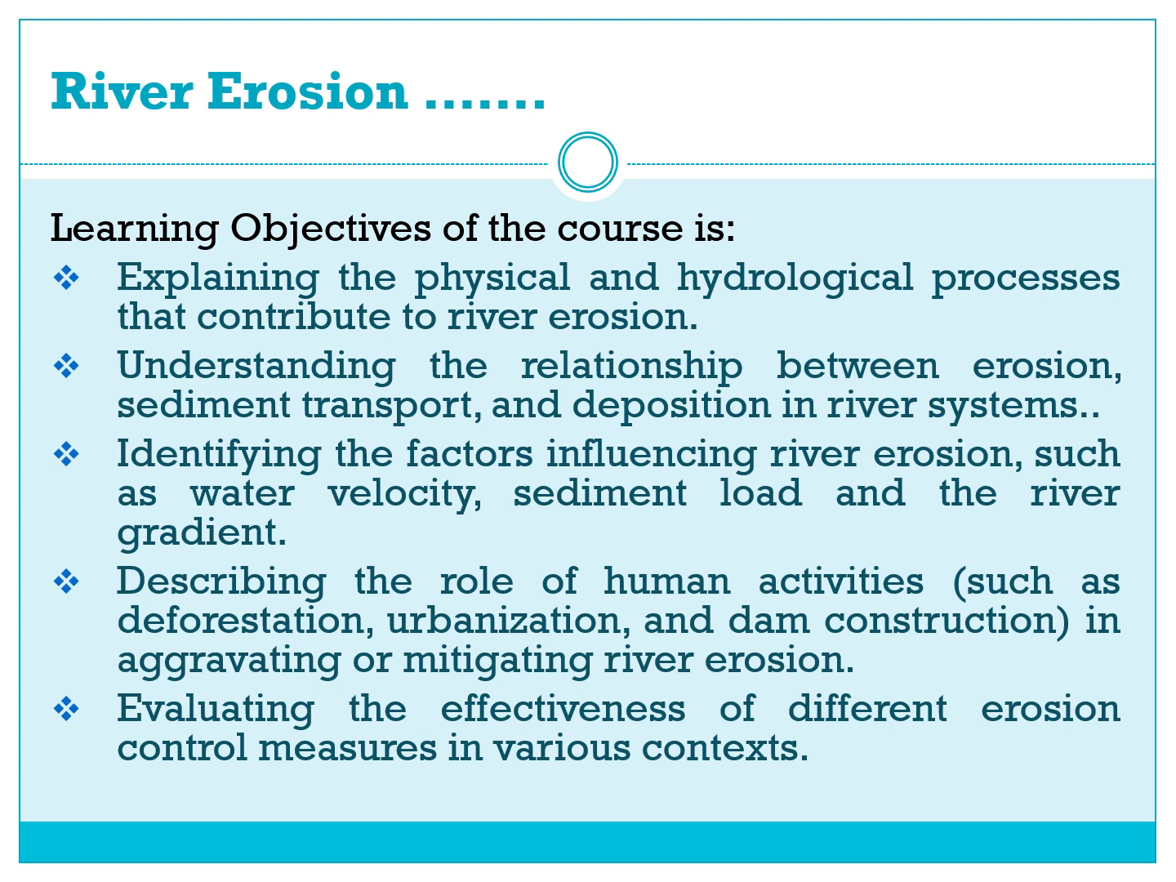Learning objectives of the course are explaining the physical and hydrological processes that contribute to river erosion, understanding the relationship between erosion, sediment transport, and deposition in river systems, identifying the factors influencing river erosion, such as water velocity, sediment load, and the river gradient, describing the role of human activity such as deforestation, urbanization, and dam construction in aggravating or mitigating river erosion, evaluating the effectiveness of different erosion control measures in various contexts.